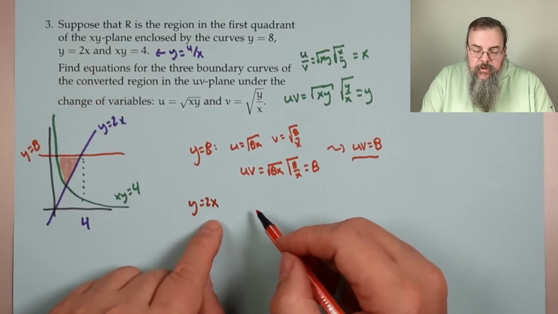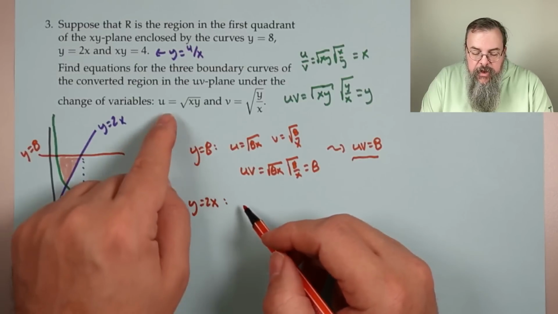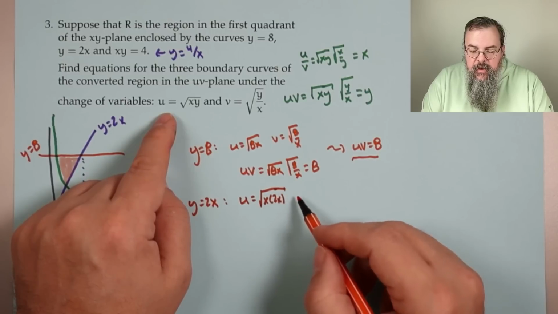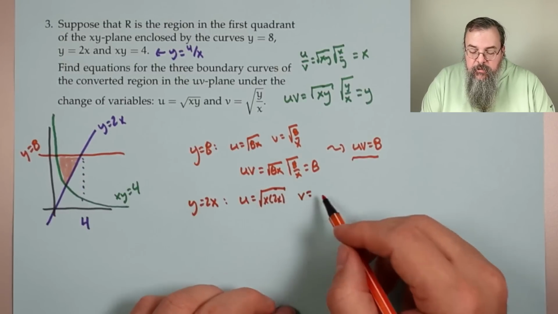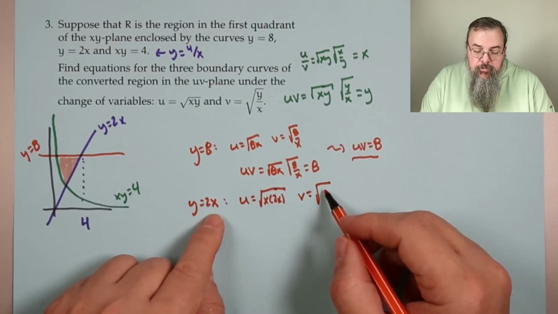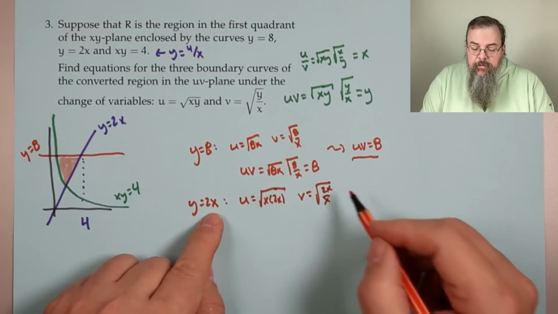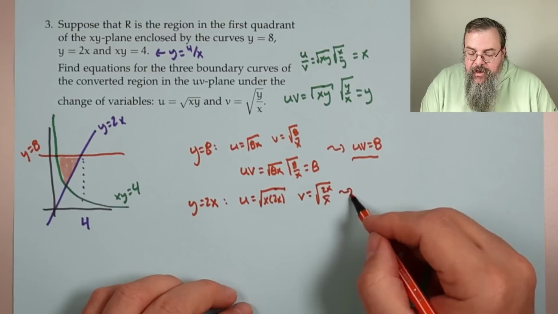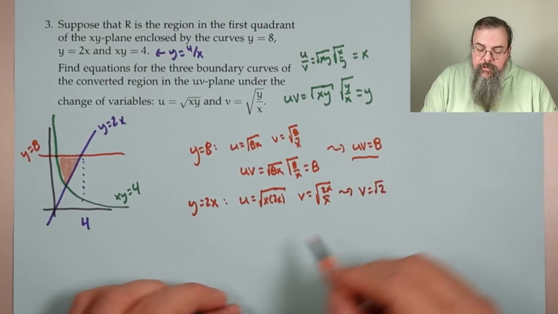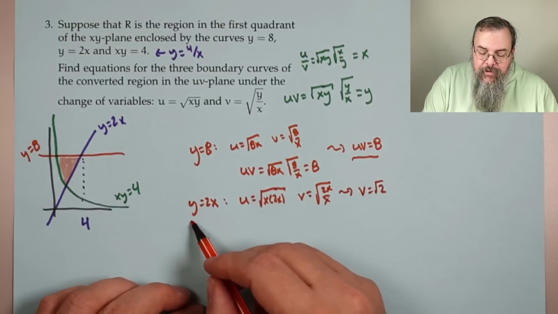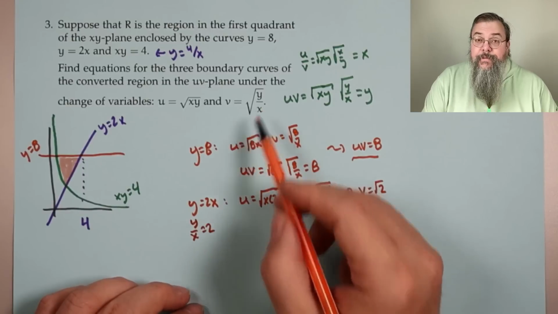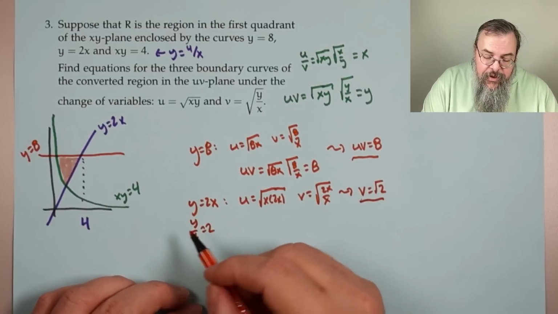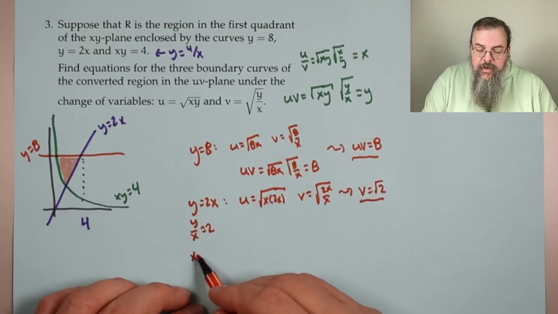Well, if we put in y equals 2x, for u we get the square root of x times 2x. For v, we get the square root of 2x over x, and we're like, wait, 2x over x, the x's cancel, so that means v is square root of 2. And we say, oh, we could have seen that easier, right? Because this is y over x equals 2, and v is in terms of y over x. All right, so there's another line.